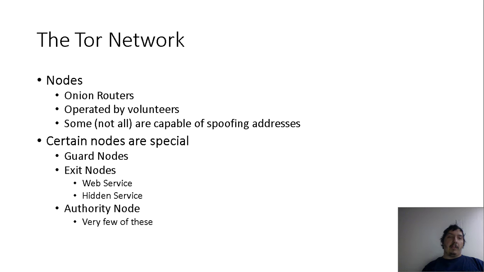So, going into more depth on the Tor network, the network consists of components known as nodes. They are also known as onion routers. These are operated by volunteers across the globe. And some, but not all, are capable of spoofing addresses, as I mentioned earlier. And some of these nodes are special nodes, depending on your application within the circuit. These include your guard nodes, your exit nodes, and then there's an authority node.